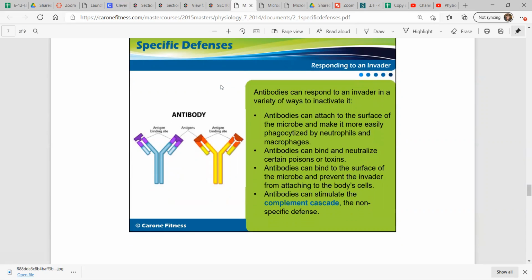Antibodies can respond to an invader in a variety of ways to inactivate it. Antibodies can attach to the surface of the microbe and make it more easily phagocytized by neutrophils and macrophages. Antibodies can bind and neutralize certain poisons or toxins. They can bind to the surface of the microbe and prevent the invaders from attaching to the body cells. And they can stimulate the complement cascade, the non-specific defense.